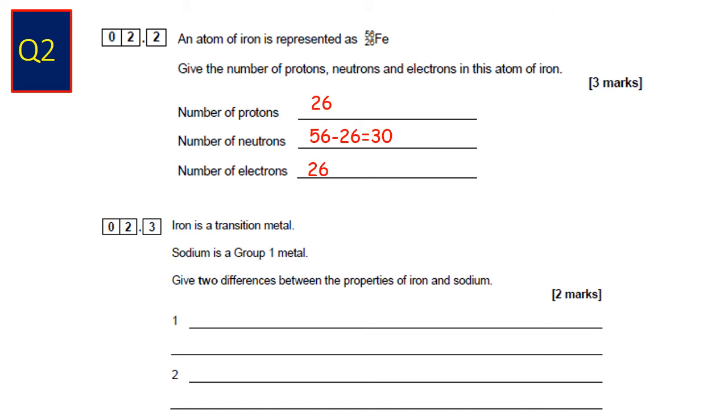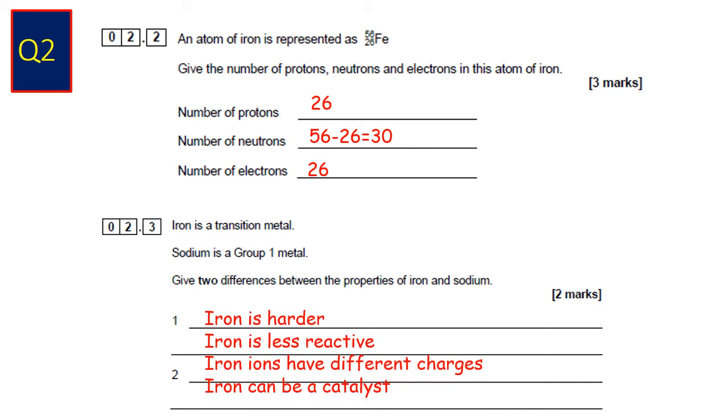2.3, we are also looking at C1. Iron is a transition metal, sodium is a group 1 metal. Give 2 differences between the properties of iron and sodium. There are lots of different ones you can give, so here are just a few of them. Iron is harder, iron is less reactive. Ions have different charges, ions can be catalysts. You can also say converse statements, so sodium is softer, sodium is more reactive, and that is perfectly valid too. And there are a few more I haven't listed on here.